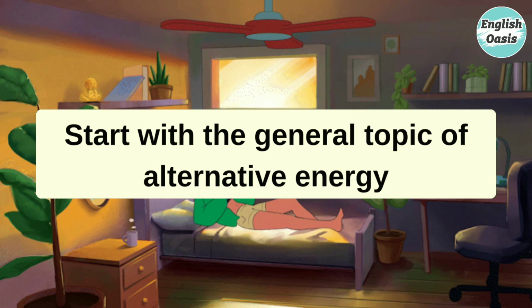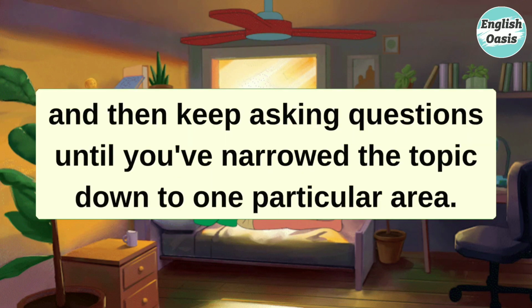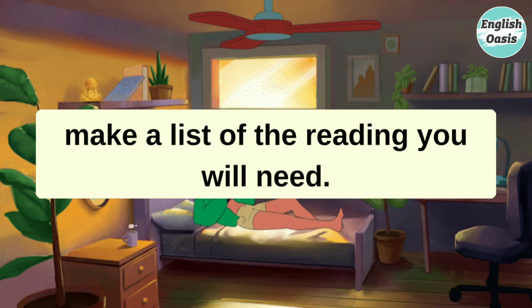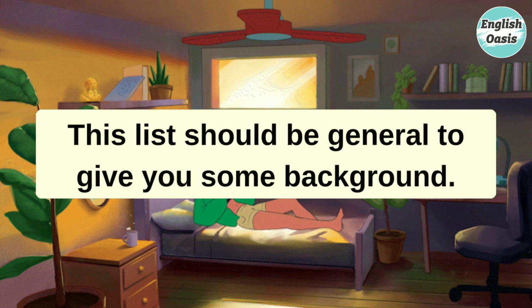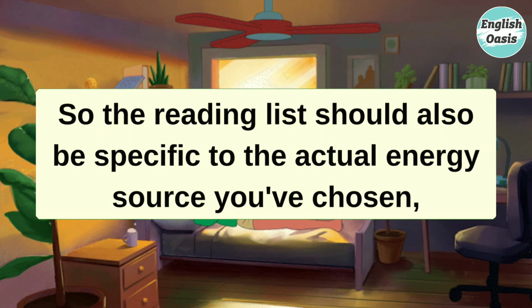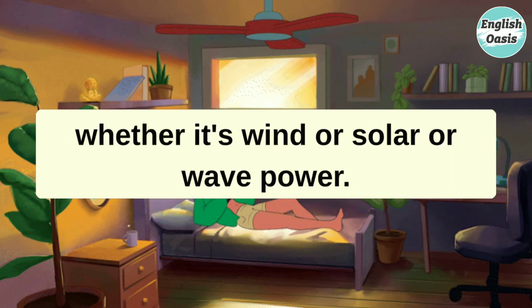Start with the general topic of alternative energy and then keep asking questions until you've narrowed the topic down to one particular area. Then, when you have your question, make a list of the reading you will need. This list should be general to give you some background, but remember you'll need to focus on the issues related to the question, so the reading list should also be specific to the actual energy source you've chosen, whether it's wind or solar or wave power.